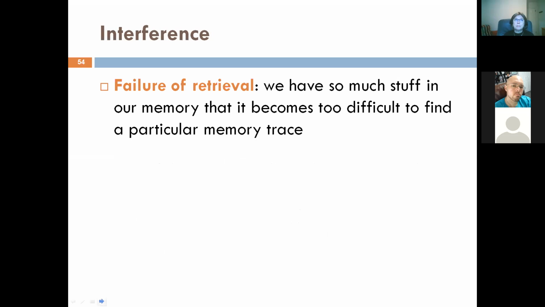So most cognitive psychologists today believe it's a combination of decay and interference that work the best. The idea is that nothing happens during encoding. Encoding is fine. But then the new memories acquired during the retention interval somehow get in the way of old memories.